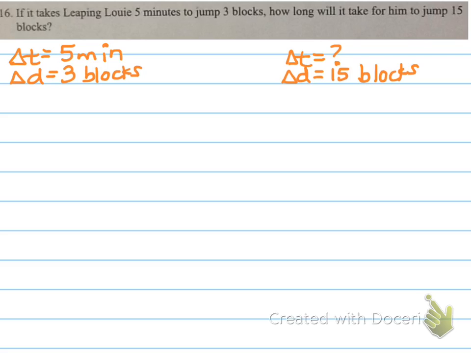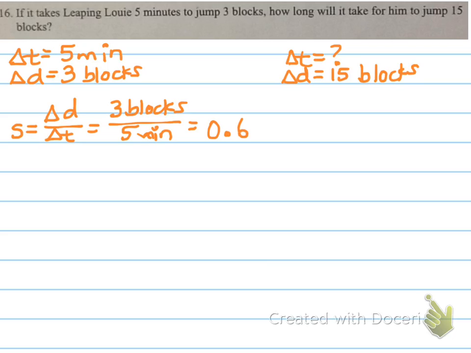So I need to figure out his speed first. So his speed is his change in distance over his change in time. And he's going to go 3 blocks in 5 minutes. 3 divided by 5 is 0.6. So he goes 0.6 blocks per minute.